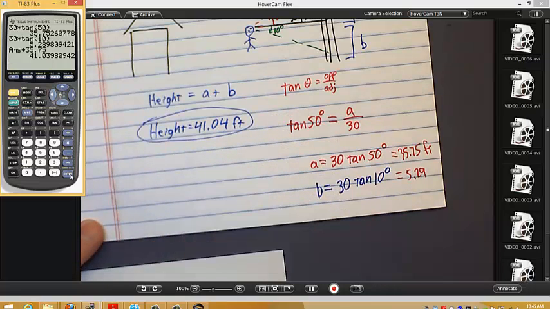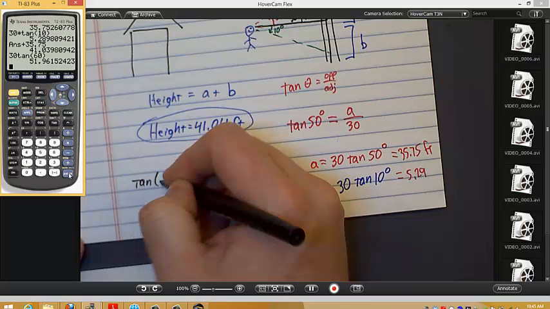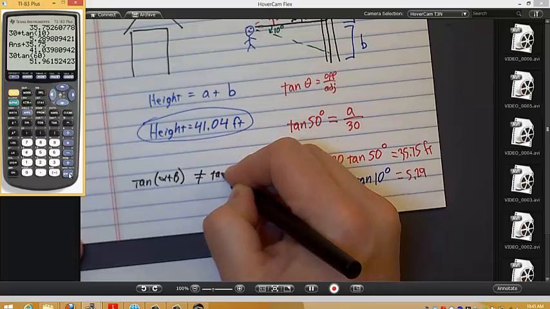Okay, so that's nice. But once again, the mathematician in me is wondering, could I have done it a little faster? I'm always looking for that kind of thing. Like I did 30 times the tangent of 50. I did 30 times the tangent of 10. Would this work? 30 tangent of 60. What do you think? No. Didn't work. Why didn't it work? Well, the tangent of alpha plus beta does not equal the tangent of alpha plus the tangent of beta. That's not an identity.